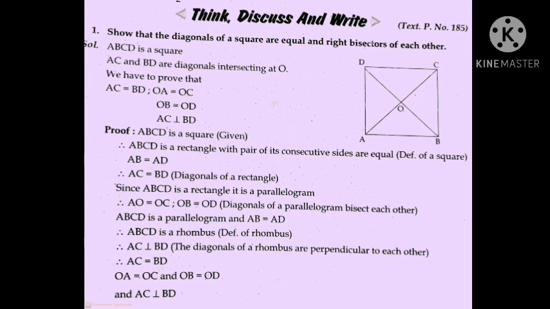Therefore, ABCD is a parallelogram and AB equal to AD. Therefore, ABCD is a rhombus according to the definition of a rhombus, and also AC is perpendicular to BD because in a rhombus diagonals are perpendicular to each other. Therefore, AC is equal to BD and OA equal to OC, OB equal to OD, and AC is perpendicular to BD. Hence, the diagonals of a square are equal and right bisectors of each other.